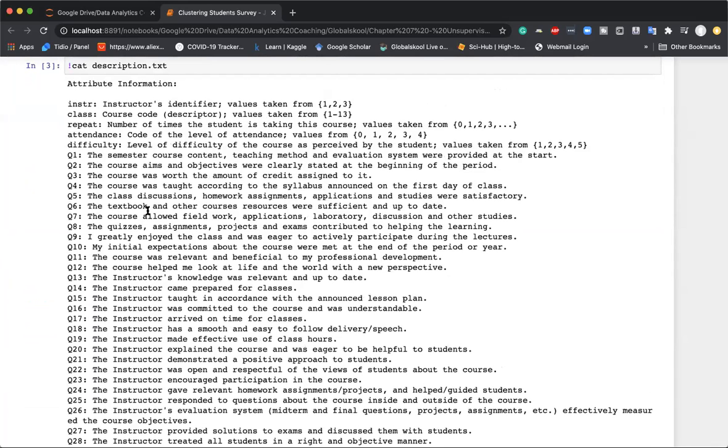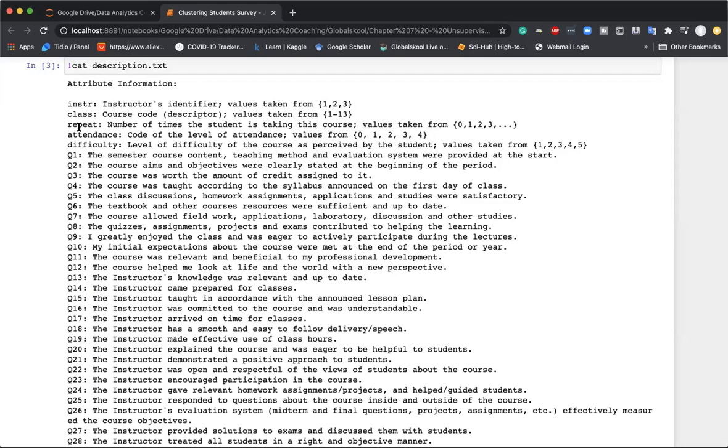The first attribute is instructor. There are 3 values, 1, 2, and 3, representing 3 different instructors. Then we have a class code, which is a course code that takes values from 1 to 13. So there are 13 subjects.